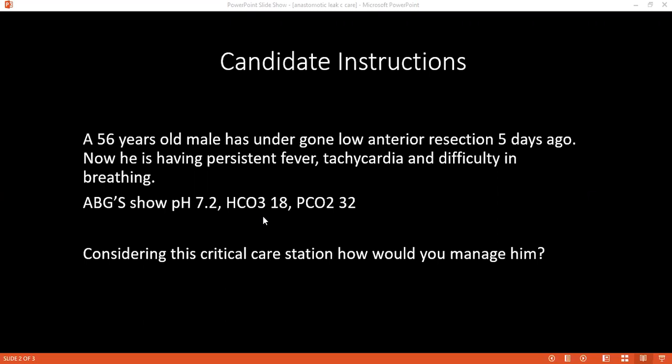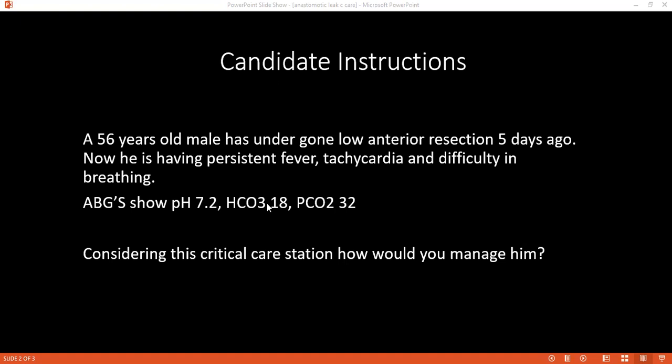I will manage the patient in the HDU, and I will involve the anesthetist and the colorectal surgeon and the ITU specialist. Yes, could be, because the patient could even go into end organ failure.